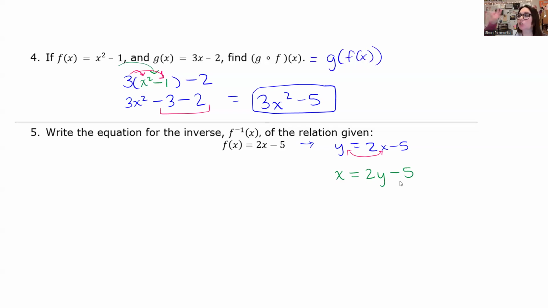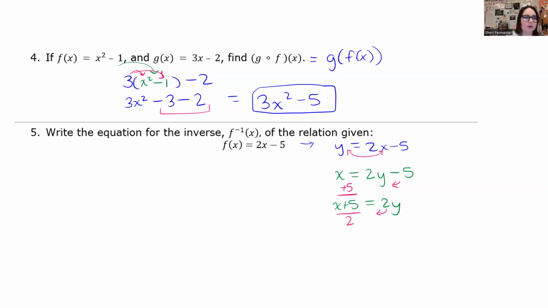To solve for y, it's a two-step equation. What's my first step? Add 5. Very good. So I'm going to add 5. So I get x plus 5 is equal to 2y. Last step. What's my last step? Divide by 2.